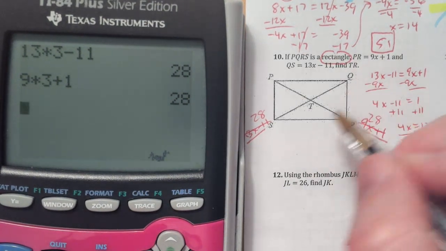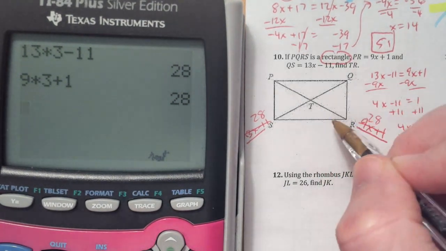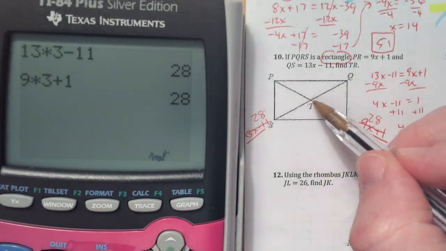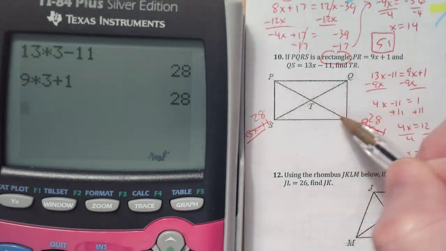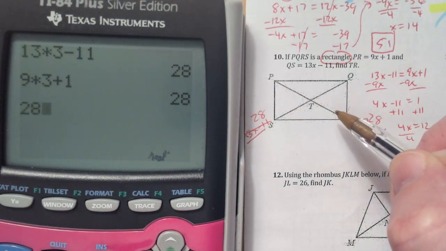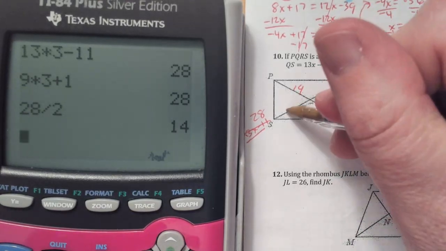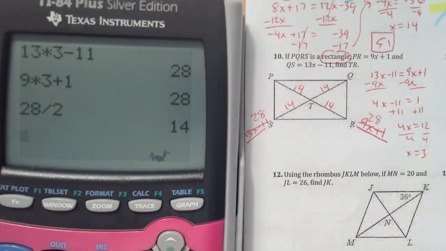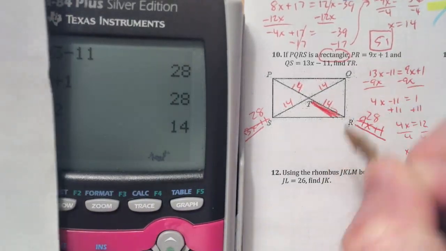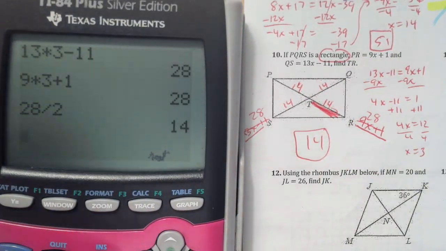And then if we want TR, we know that all these little parts are equal. So if this is 28, 28 divided by 2, this would be 14, that would be 14. This would be 14, this would be 14. If I match my picture, see how it's triple, triple? Yeah, all these would be equal. And they want TR, and TR would be 14, would be my final answer right there.